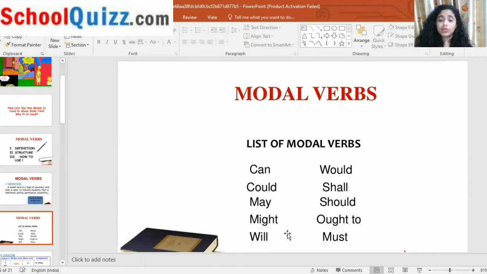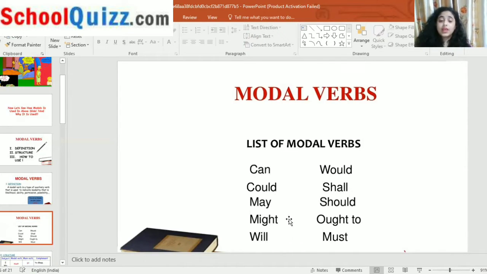Again, I am explaining to you. Can, could, may, might, will, would, shall, should, ought to, must. Basically there are five, and in that there are tenses, like can, could. Can could be the present tense, could can be the past tense. May, might means it will happen or it will not happen, depends on that. Will, would, again the tense changes. And now shall, should, ought to, must.